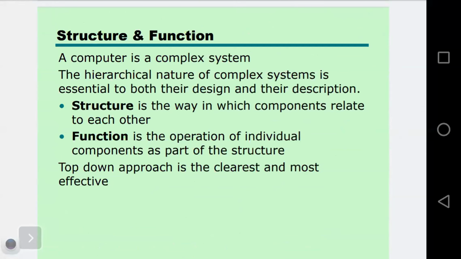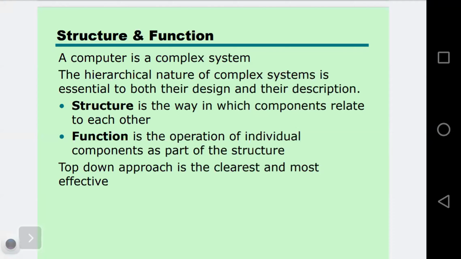The next is structure and function. Now we'll discuss what exactly is structure and what is function in a computer system. Because if you want to understand a computer, a computer is a complex system. So how can you understand any complex system? Either by using the top-down approach or the bottom-up approach. These are the two ways by which we can understand any complex system.